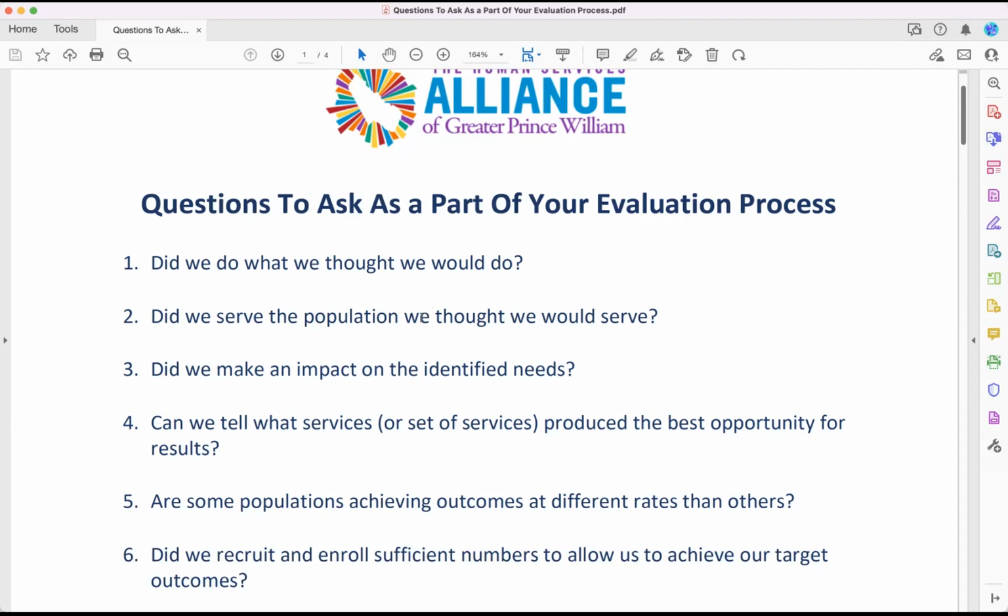Did you serve the population that you thought you would serve? Who did you plan to serve? Who actually came? When you talk about, did you make an impact on the identified needs? Maybe you have a program that's going to be providing childcare, because you've identified that childcare is a really crucial need for employment support for your program participants. Is that actually what providing childcare did for them? Did it help people to maintain or obtain employment? Does it have the impact that you desired for it to have?